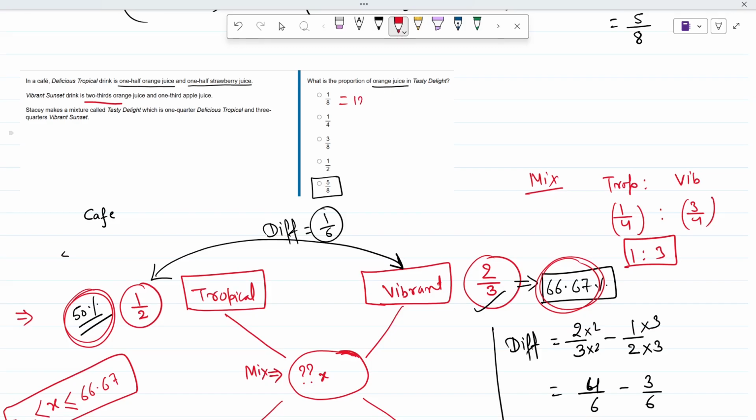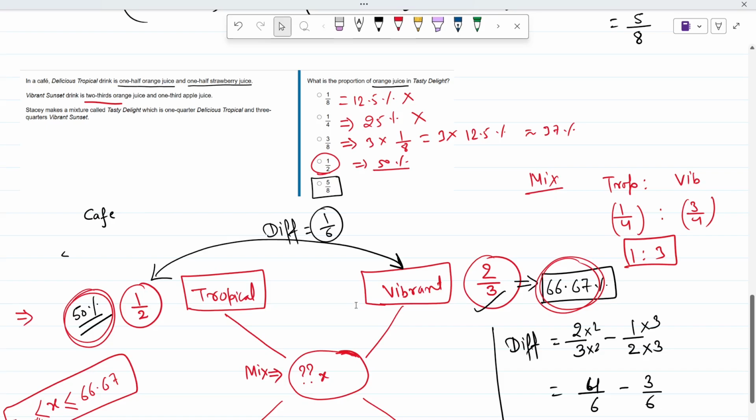1 by 8 is 12.5%. Obviously, this should not be my answer. 1 by 4 is 25%. Obviously, this should not be my answer. 3 by 8, how can we find this quickly? This is 3 into 1 by 8, which is 3 into 12.5%, approximately 37%, which is also not possible. This will be your 50%. This may be the answer, but this will not. See, this 50 should not be included.